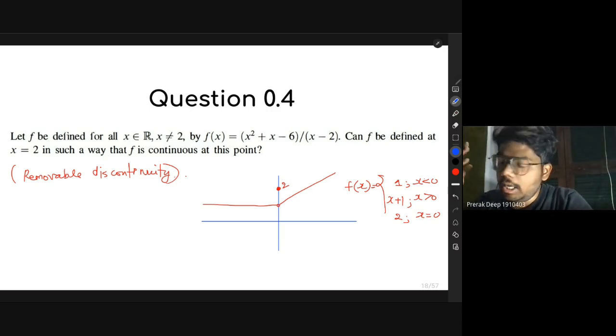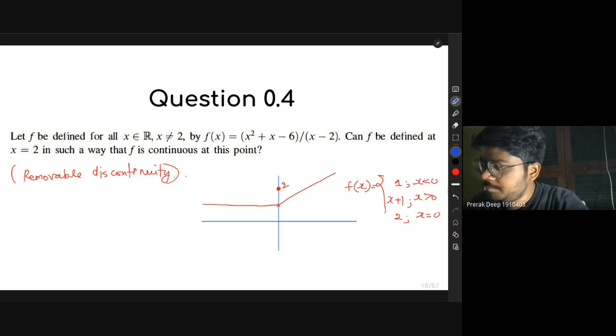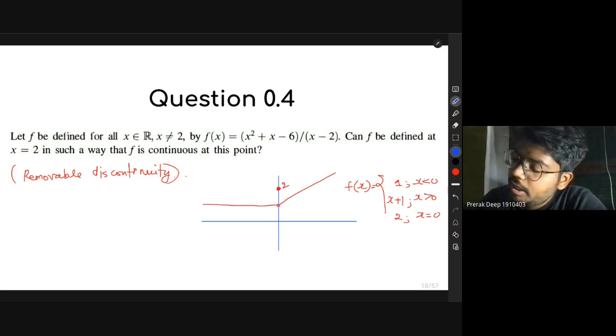Okay, except at x equal to 0 it is continuous throughout the domain, throughout R. So you have made it discontinuous. Okay, so how do we remove this? In some way, if you can remove this discontinuity, then this function becomes continuous again. That's what the idea is. So can you do that? Yes, you can do that. You can remove this discontinuity.